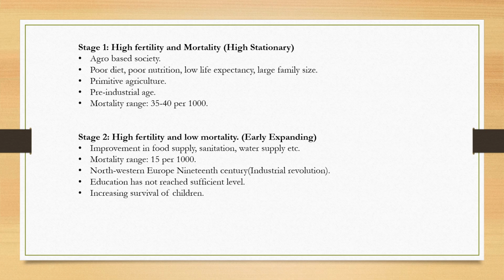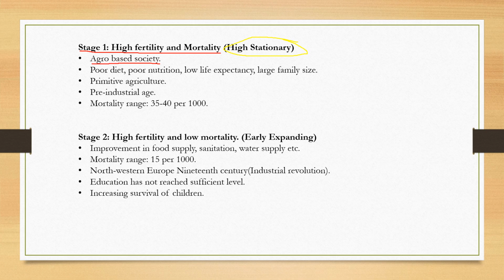First, high fertility and mortality. The first stage is very important, and you should remember this term, high stationary, because sometimes in UGC NET type of examination there was a question: which stage of demographic transition is known as high stationary? High stationary means high fertility and mortality. This is the first stage of the theory, where the society is agro based, like agriculture was the main occupation of the society.